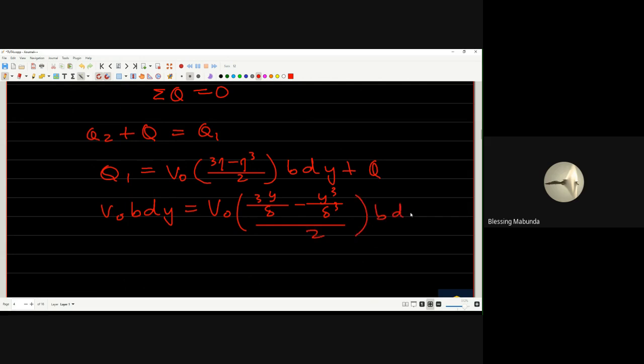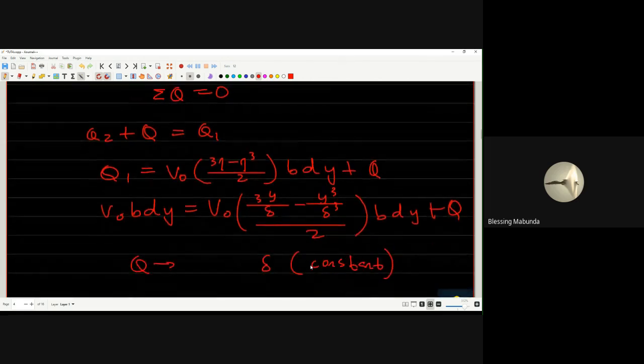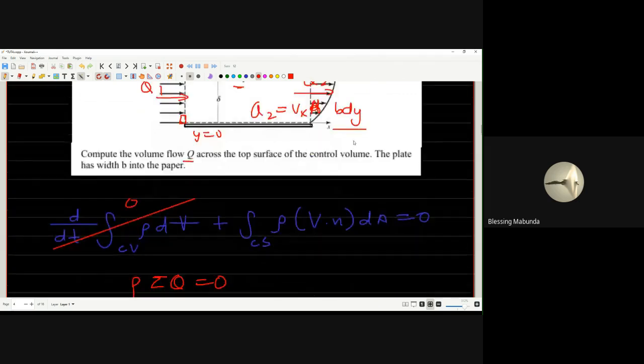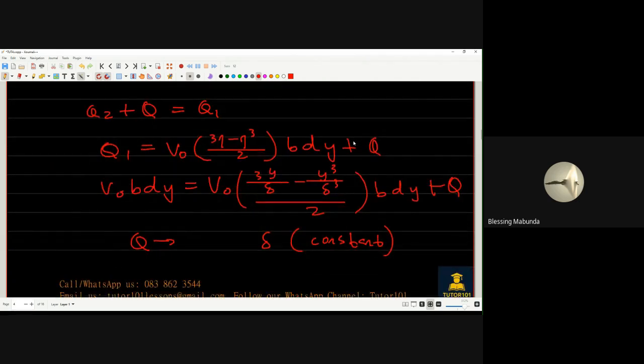This is B dy plus Q. And from there, you can solve for Q. Right, the delta here is a constant value, so you do not need to worry about that. Exactly what's going to happen is that when it comes to y, you'll go from y equal to 0 up to y equal to delta when you're now evaluating the integrals. Does that make sense?